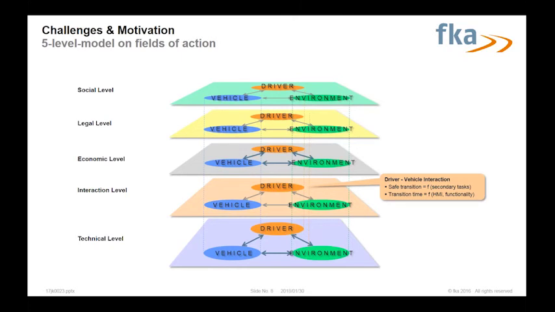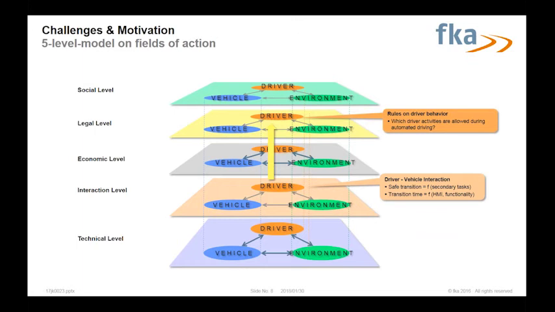To model these challenges and also to identify actions that are necessary, we try to identify a 5-level model, which is shown on this slide, where we have a technical level, an interaction level, an economic level, a legal level, and a social level. And if we go, for example, for a necessary action, if we talk about automation and have a look at the interaction level, we have to define for level 3 systems, for example, safe transitions from the system control to the control of the driver. This has to be studied, and we have to find solutions for that.